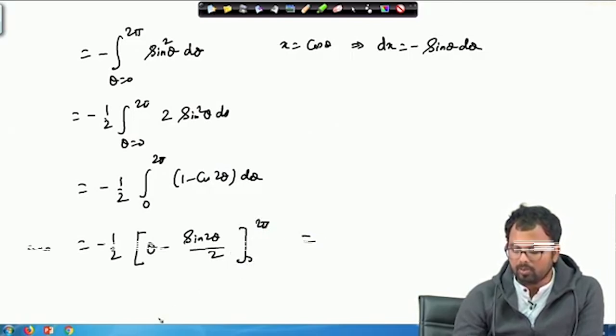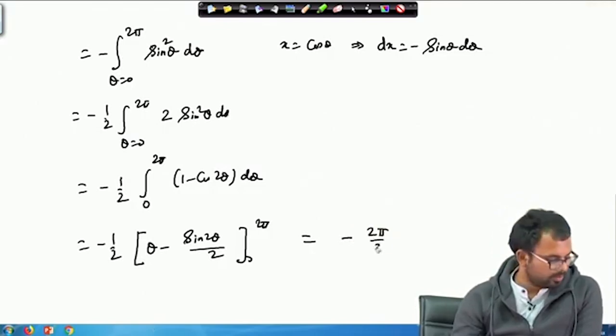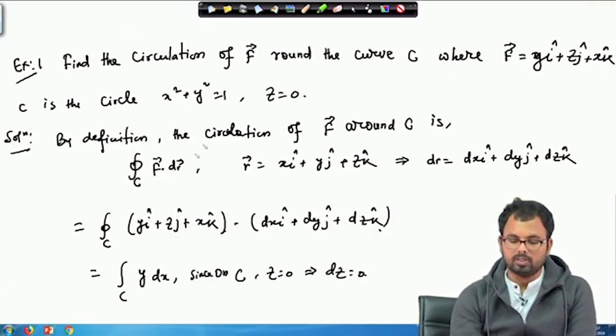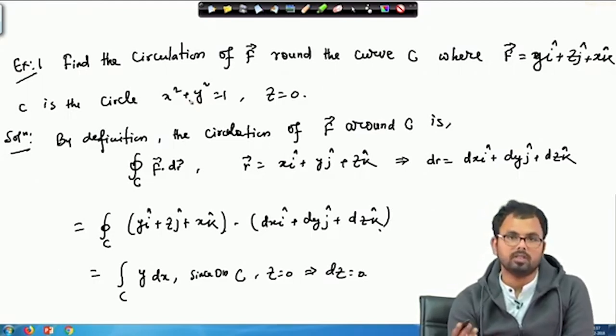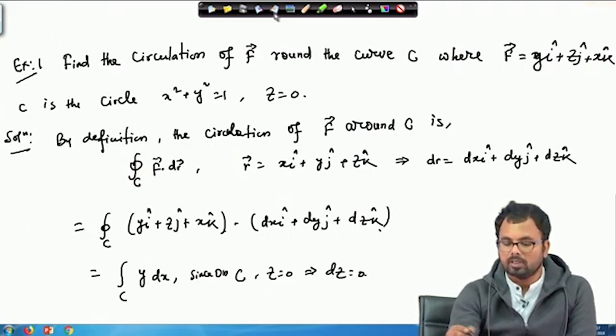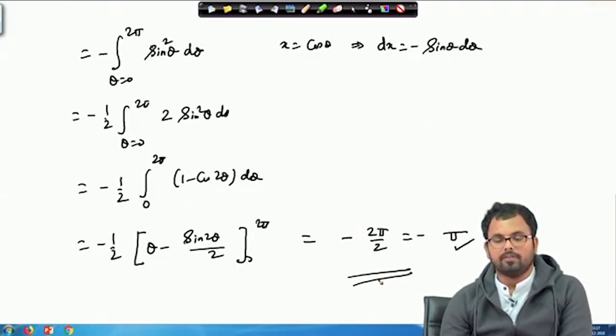Sine 2 pi is 0, sine 4 pi is 0, sine 0 is 0. So this will ultimately be minus of 2 pi by 2. So the answer is minus pi. This is the required circulation of this function f around the curve C given by this circle. A circle is a simple closed curve, so the line integral is a circulation. This is how we calculate the circulation of the function f.